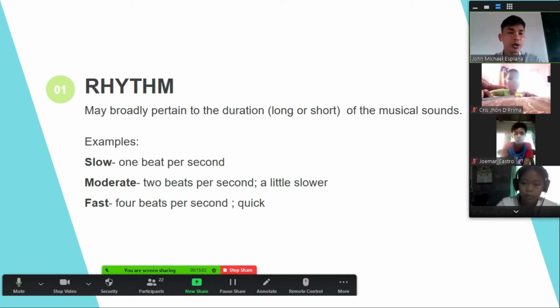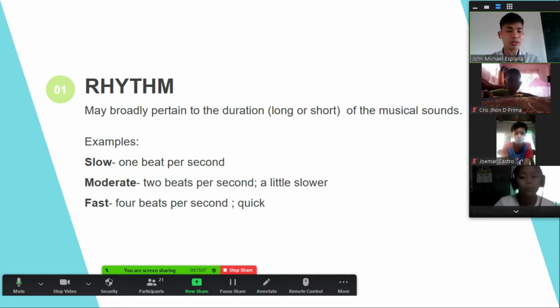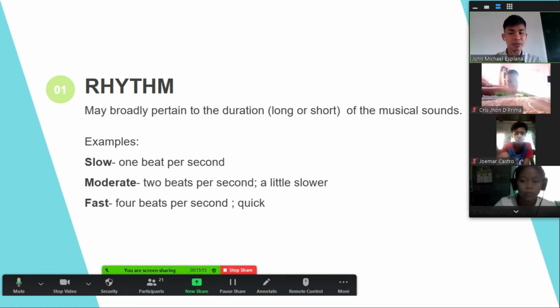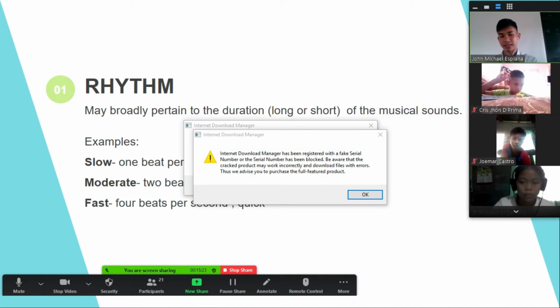So we have actually 3 examples or categories of rhythm. Slow, which contains only 1 beat per second. Moderate, 2 beats per second, and fast, 4 beats per second. So that is for rhythm actually, guys.